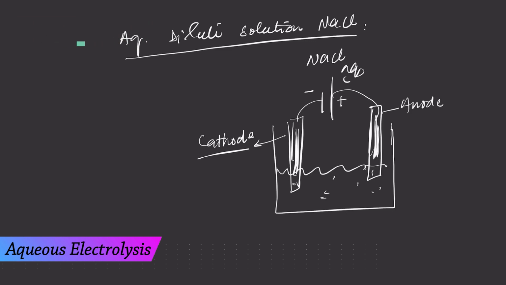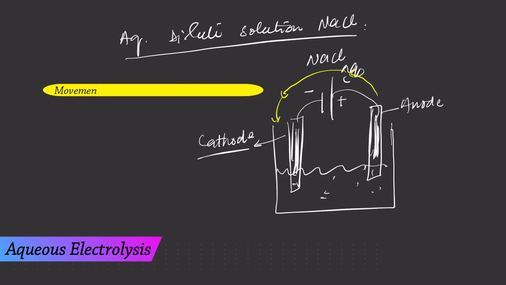I would like to tell you the movement of electrons. In this case, the movement of electrons is basically from positive to negative terminal. Overall, the movement of electrons is from positive to negative terminal. This is the movement or direction of electrons.